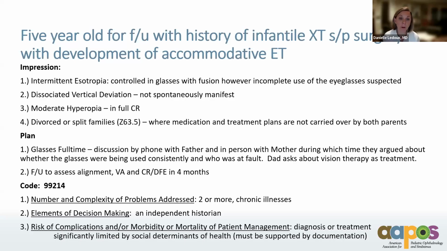So he does have a well-controlled accommodative esotropia when he is using the glasses, but there is a suspicion that there's incomplete use of them. He still has moderate hyperopia, for which he's in his full cycloplegic refraction, but perhaps the most difficult element of this management really has to do with the fact that this is a split family. So that has a Z code related to the social determinants of health, where medication and treatment plans may not be carried out by both parents.